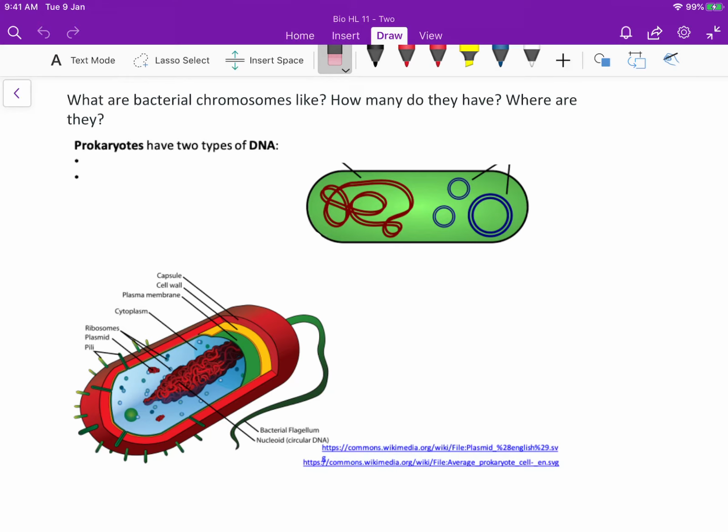This is a tutorial on 3.2 on chromosomes. So we start with bacterial chromosomes. What are bacterial chromosomes like? How many do they have and where are they?